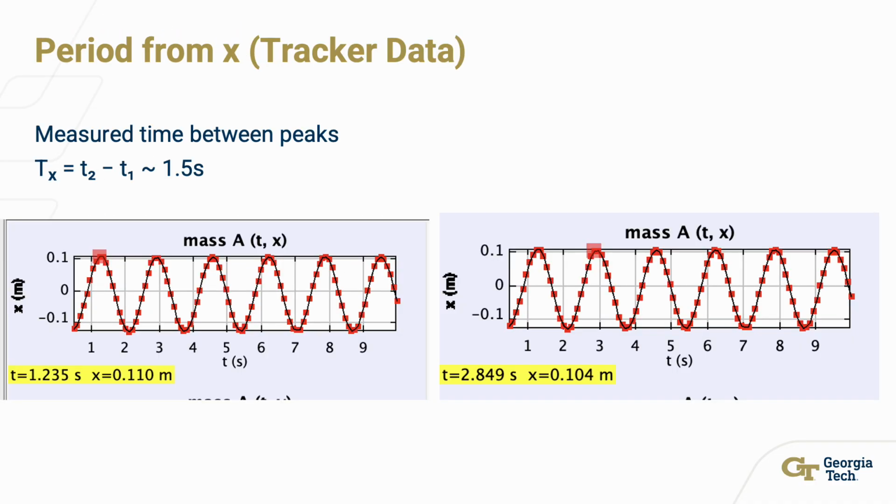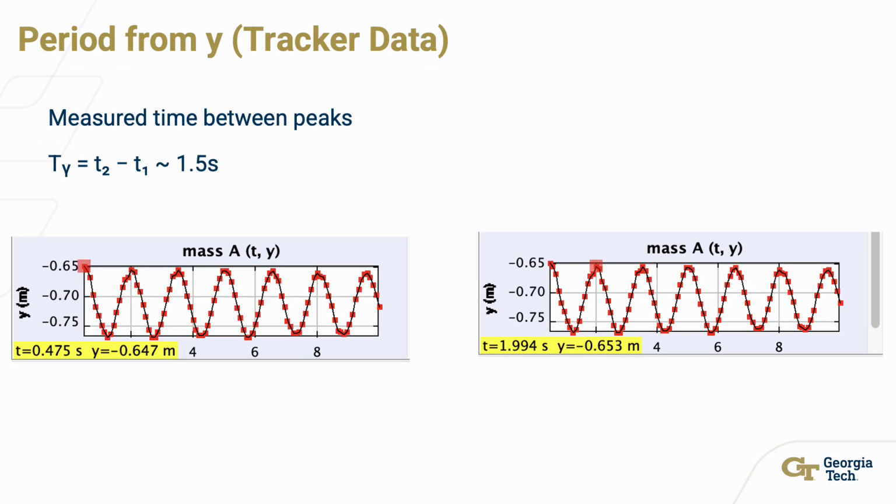If you look at the period in the x direction, we essentially need to look at two peaks in the x direction. Here we're picking the first peak at time 1.235. The next peak is at 2.849, which means the time between the two peaks, or the period in the x direction, is approximately 1.5 seconds. When we do the same for y, we see again t equals 0.475 as the first peak, second at 1.994 seconds, with again the time between peaks being approximately 1.5 seconds.